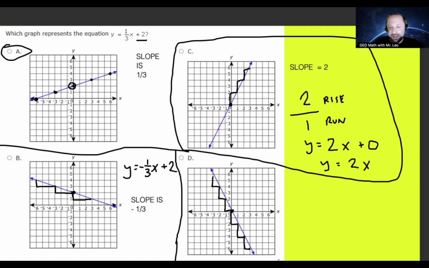It's definitely negative. So the slope is negative 2 over 1, which essentially is negative 2. So if I write this out, this would be y equals negative 2x plus 0 because it's crossing right here at 0. And you could simply write that as y equals negative 2x.